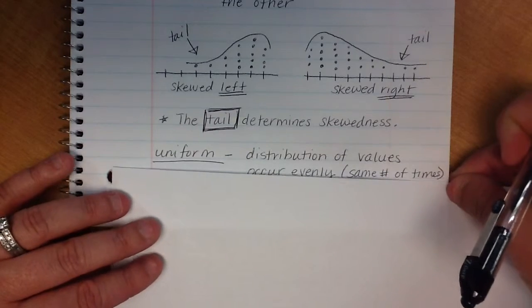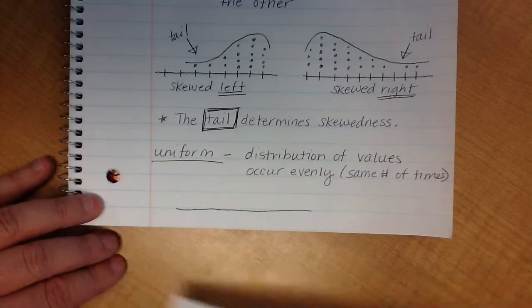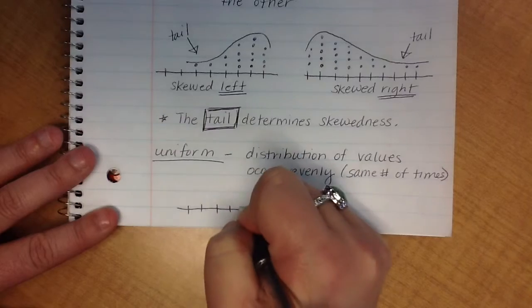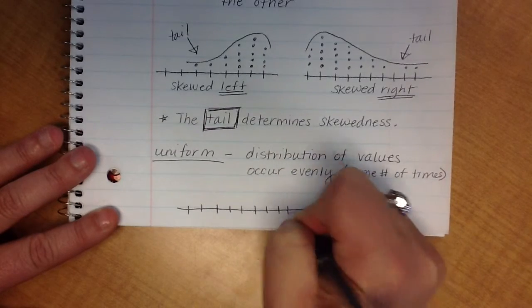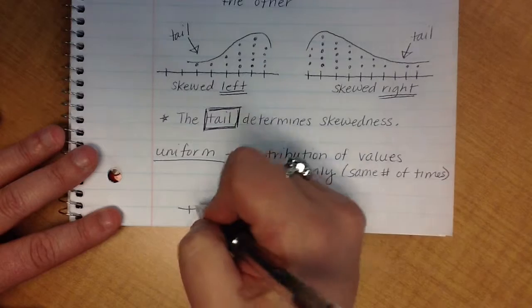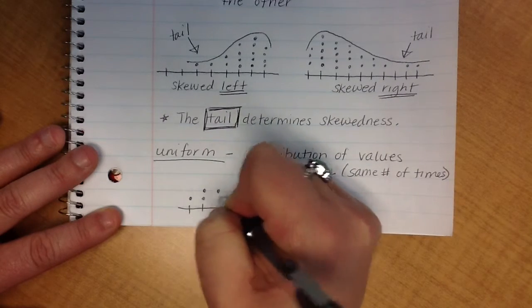The last kind I want to talk about is uniform. Uniform distribution is when the distribution of the values occur pretty much evenly, the same number of times throughout. So for our graph, our uniform distribution might look like, if we're talking about the number of pets the students in our class have, let's say our data ends up becoming where we've got kind of like this mix.